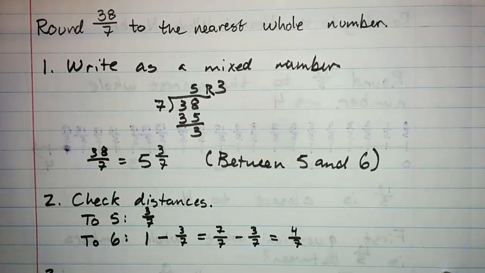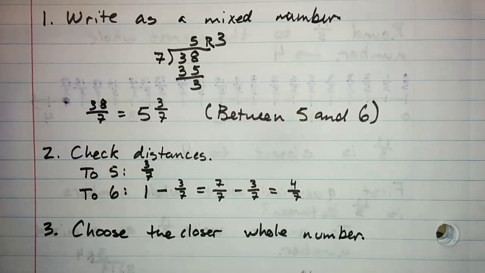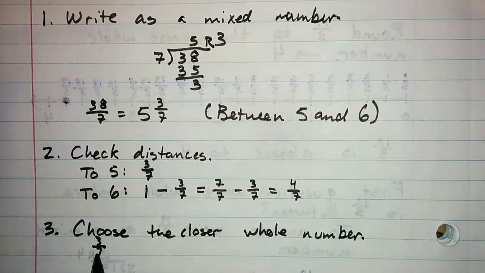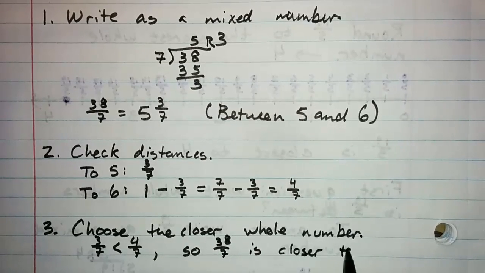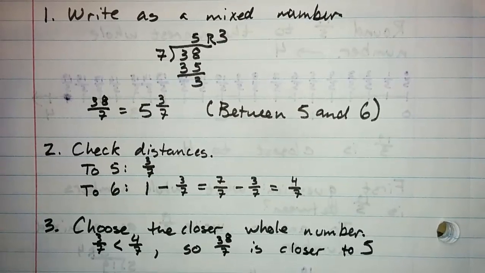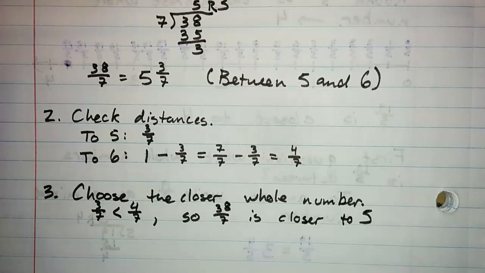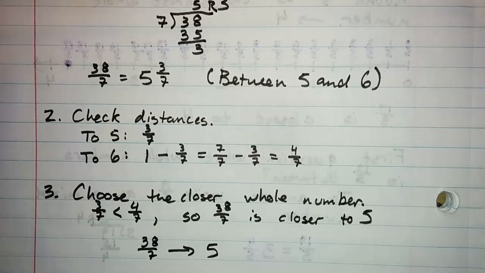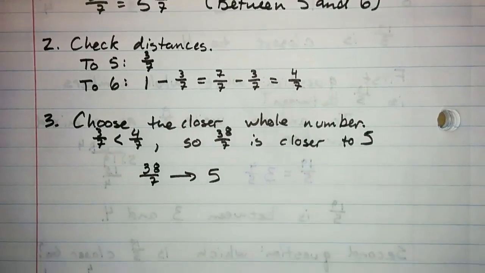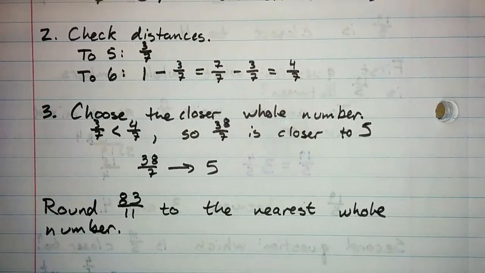And then we just choose the closer whole number. Since 3/7 is smaller than 4/7, 38/7 is closer to 5. 38/7 rounded to the nearest whole number rounds to 5. I'm going to give you one of these to try as well. Round 83/11ths to the nearest whole number. Pause the video and try this now.